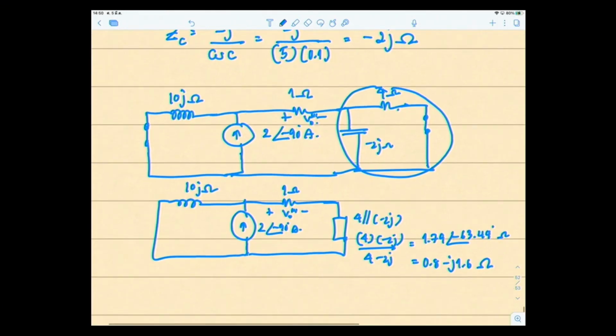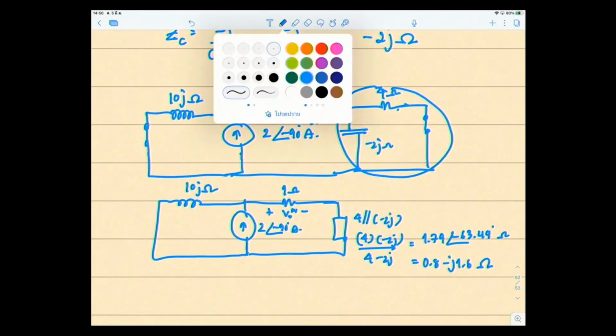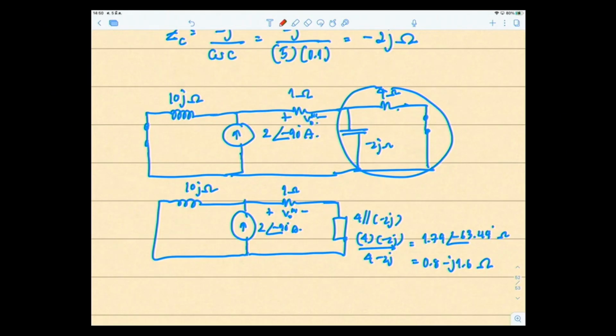So how can I find V out triple prime? I have a current that has to come out from the source. So the 2 amps come out and split into 2 branches. If I find the current I out here and multiply it by 1, I would get the answer. Correct? Can you see that? Hope you can see that.